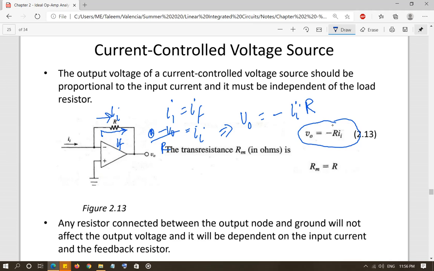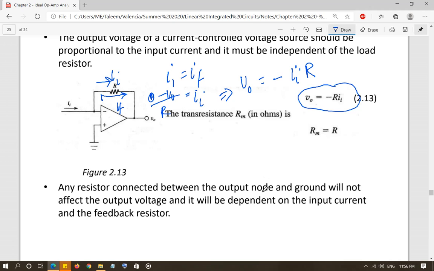So the output voltage depends upon the input current and the value of the feedback resistor, right? It does not depend on anything else. Here R is called trans resistance instead of transconductance. It's called trans resistance, and its value of course is in ohms. So if you're connecting any resistor between the output node and ground, then the output voltage will not depend on the value of the resistor. Output voltage will only depend on the value of the input current and the feedback resistor value.